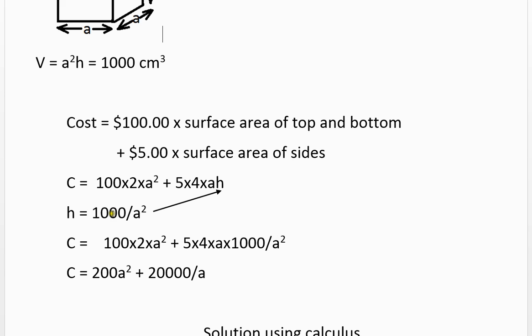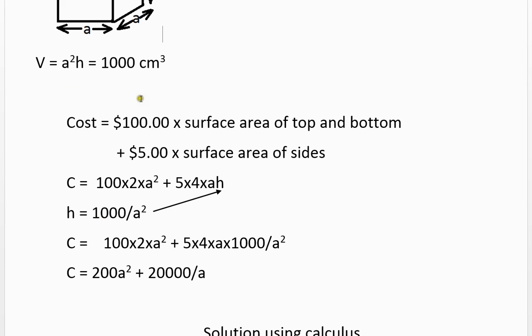Let's make an equation for the cost. The cost is equal to the surface area of the top and bottom times $100, plus the surface area of the sides times $5. So C for cost is $100 times 2 for top and bottom, A squared, which is the area of the top and bottom, plus $5 times 4 sides, times AH, which is the area of each side.